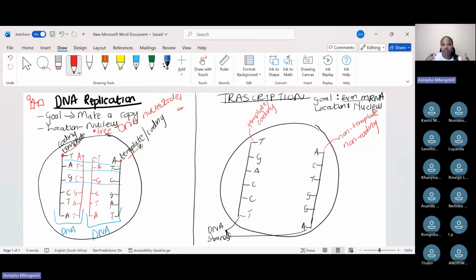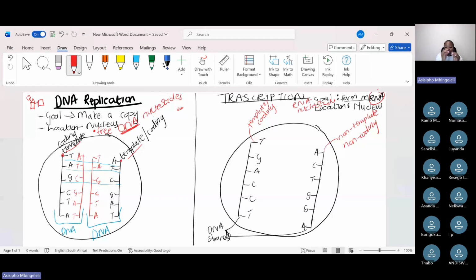How are we going to form this messenger RNA? We are going to use free nucleotides. But which nucleotides are we going to use? We're not going to use DNA nucleotides. We are going to use free RNA nucleotides. And what is the reason for that? We are forming an RNA molecule. So we need nucleotides that contain a ribose sugar. We need one of the nucleotides to be a uracil. So now free RNA nucleotides are going to be used here to form a strand.